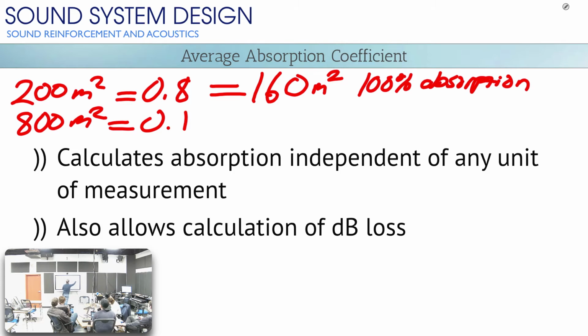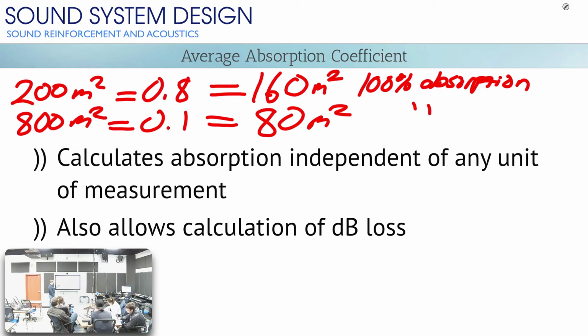But again, some people will still use the word Sabins. So 200 square meters of stuff that has an absorption coefficient of 0.8 is acoustically equivalent to 160 square meters of perfect absorptive material. Okay? And you could do the same thing down here. So 800 square meters times the 0.1 absorption coefficient would get you 80 square meters of perfect absorption.